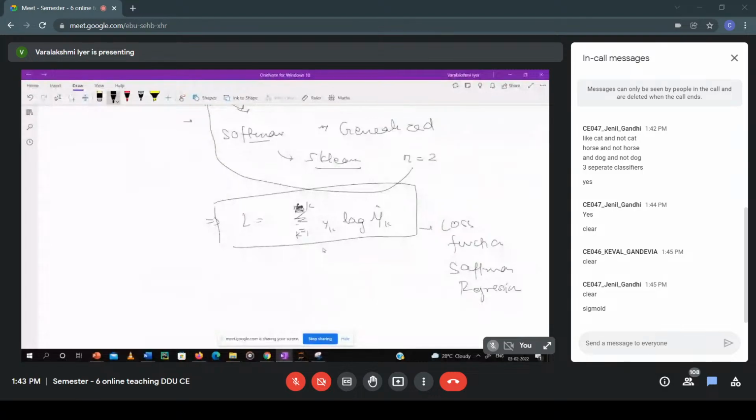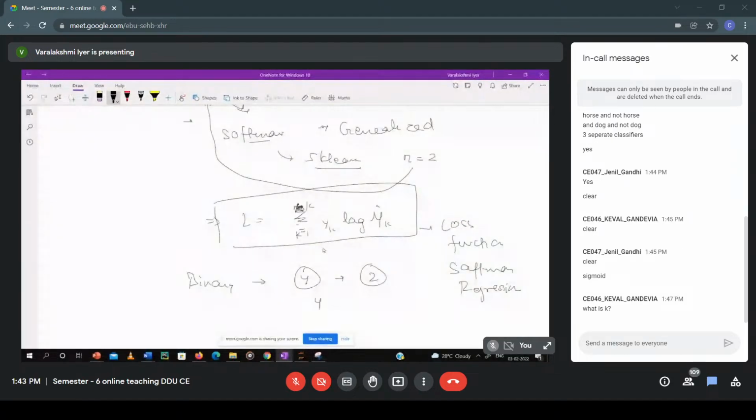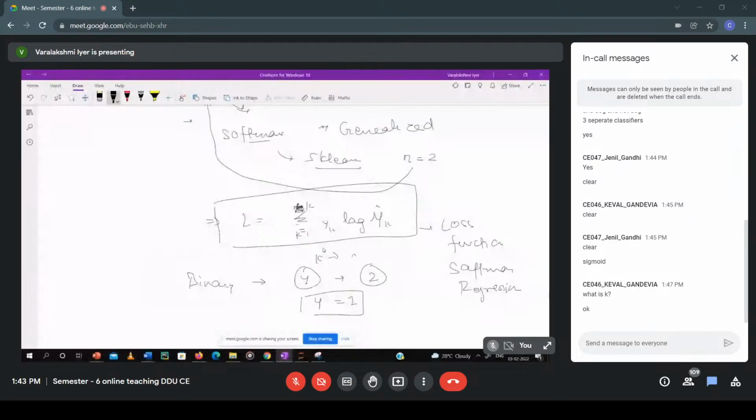Suppose you are implementing binary classification. What will happen? Your number of classes is equal to 2, so automatically the sum of y will be equal to 1. What is k? K is the number of classes. So automatically your loss function will be converted to what it is in the case of binary logistic regression.